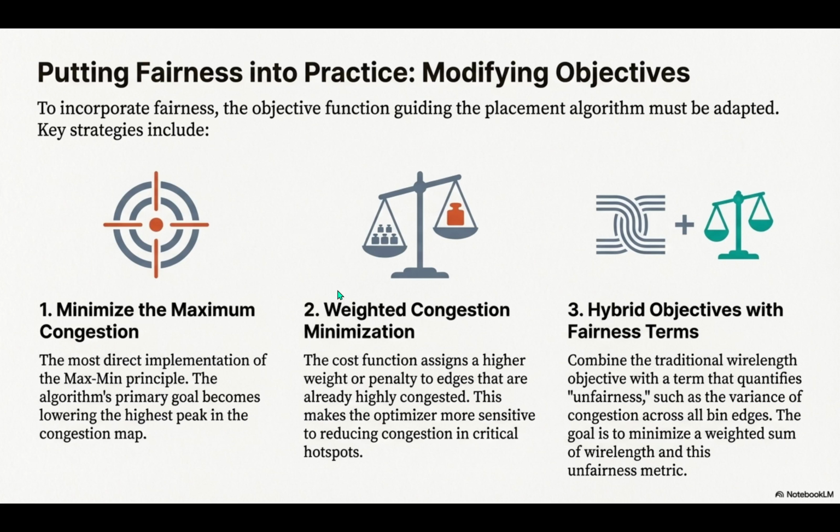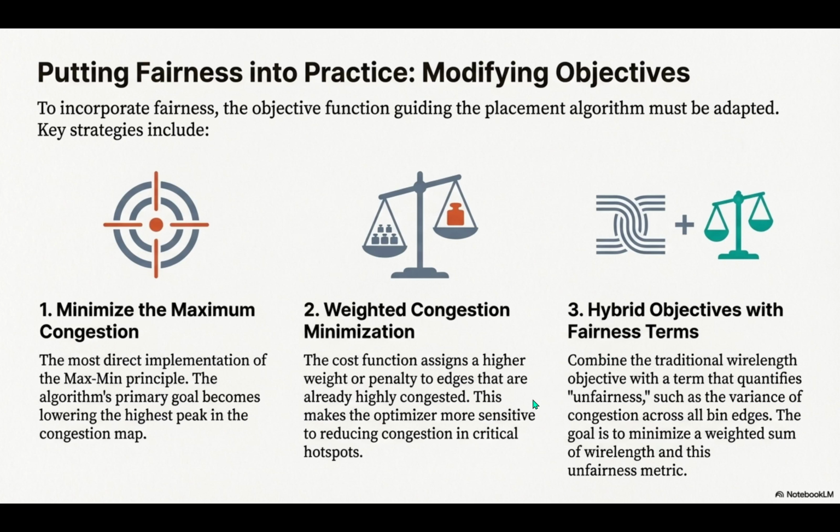A huge tax. So when the placer runs its next optimization pass, it sees the cost of routing through that congested edge as exponentially higher than routing through an empty space. It forces the optimizer to move cells out of those specific hotspots. It's a direct feedback loop that favors fairness. So it makes the optimizer aware of its own mistakes, forcing it to backtrack from those really dense areas.